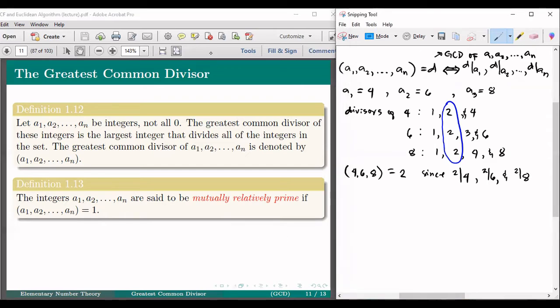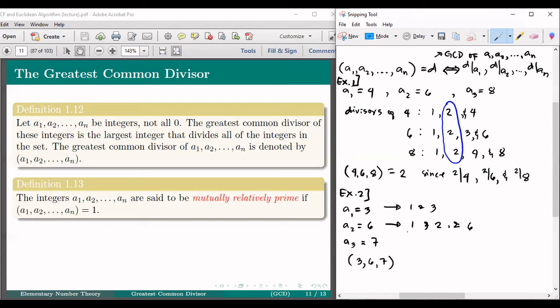Now let's consider an example. Let's name this example number 2. Let A1 be equal to 3, A2 be equal to 6, and A3 be equal to, say, 7. Now, let's look at the divisors of each integer so that we can find the GCD of 3, 6, and 7. The divisors of 3 are 1 and 3. For 6, we have 1, 2, and 6. For 7, we have 1 and 7.